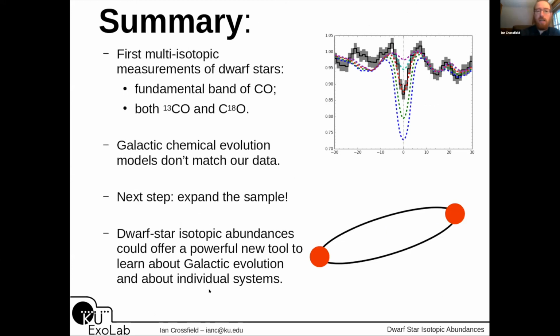So in summary, we think these are the first multi-isotopic measurements of dwarf stars outside of the sun using the CO fundamental band and the M band. These definitely don't match the predictions of GCE models. We're working on expanding the sample. I think these could be a powerful tool to test galactic chemical evolution and also compare for planet hosting stars, compare stellar abundances to the planetary abundances. So that's it, and happy to take questions. Thank you. Thank you very much.